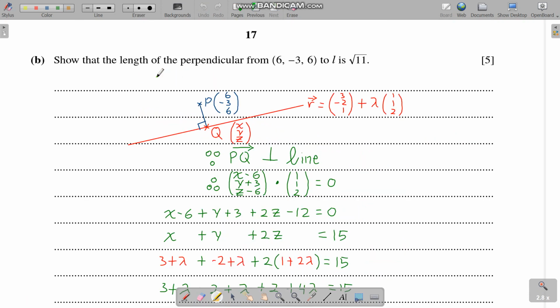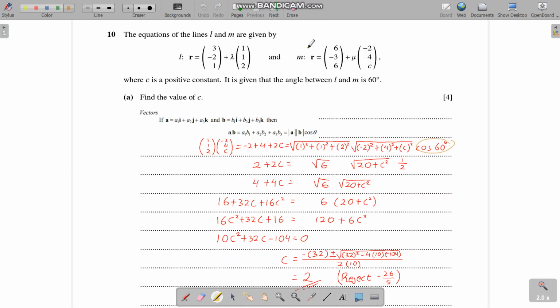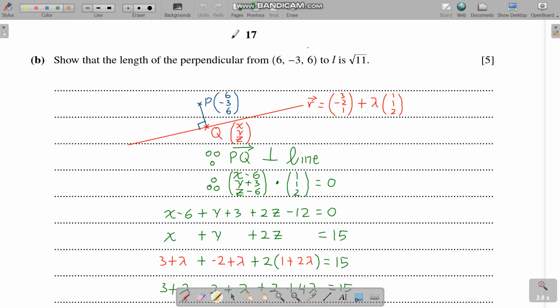Alright, next. Show that the length of the perpendicular from this point to L is root 11. So first of all, the line L is this line, (3, -2, 1) plus lambda (1, 1, 2). So we use this vector equation of the line. We are looking for the distance from P to this point Q, which is called the foot of the perpendicular. So this is the length we are looking for. This is also the shortest distance between the point and the line actually.